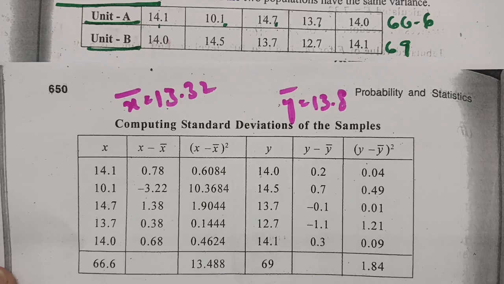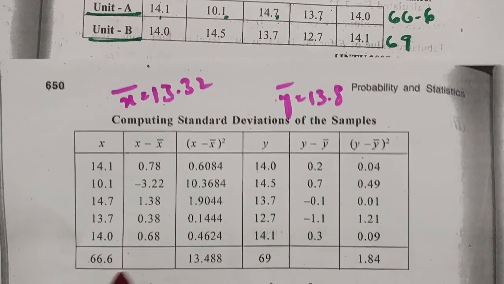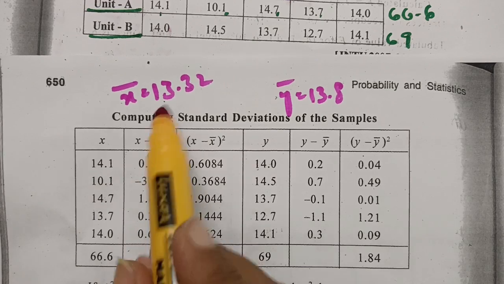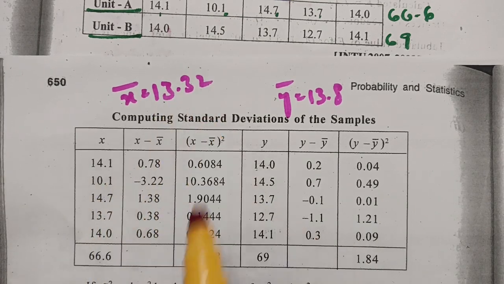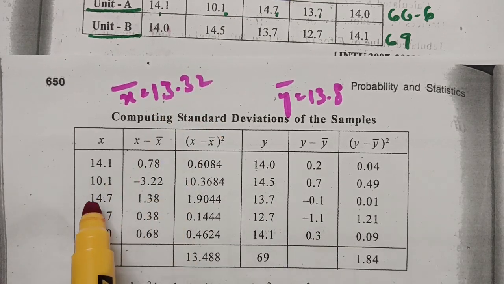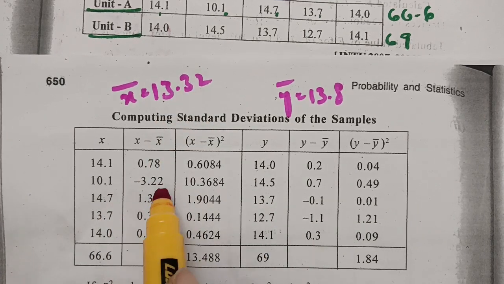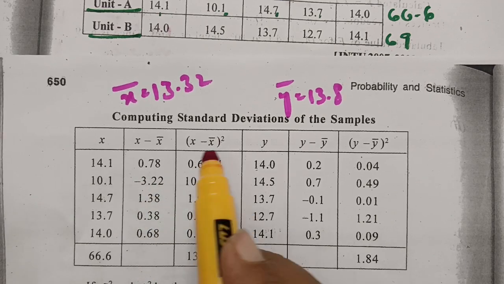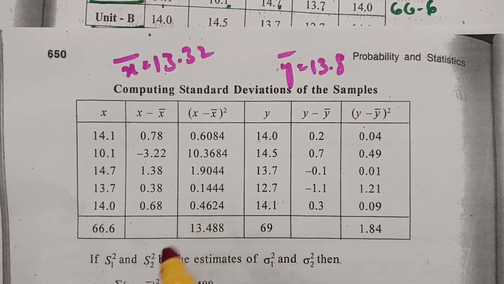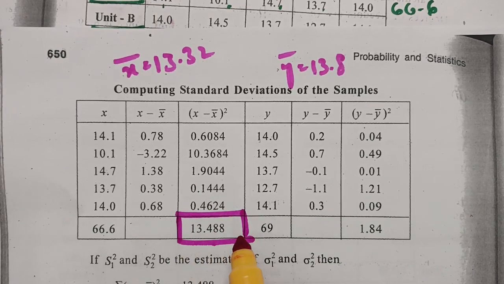From the table, these are all the values which we have to use. In column 1 we have x and x bar, so we have to subtract 13.32 from each value of x. That is 14.1 minus 13.32 is 0.78, and 10.1 minus 13.32 is nothing but minus 3.22. Like that we have to fill this, make the squares out of this, and make an addition out of this. That will be sigma xi minus x bar whole square.